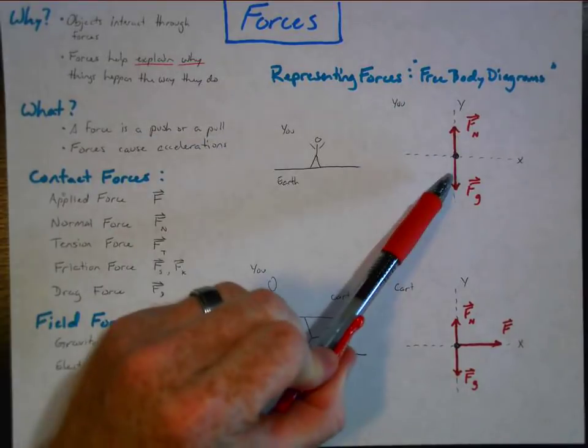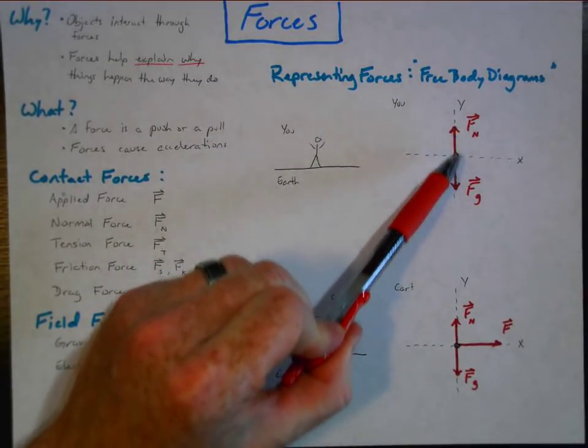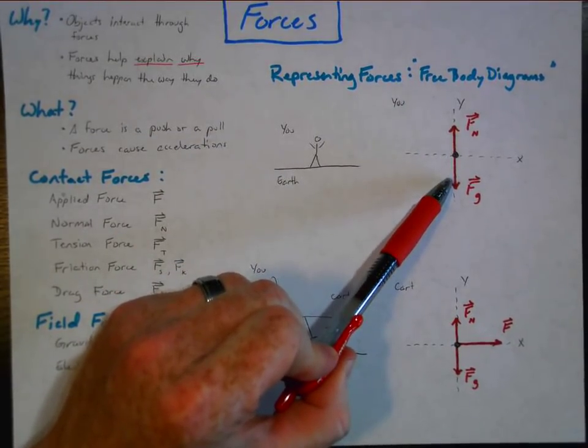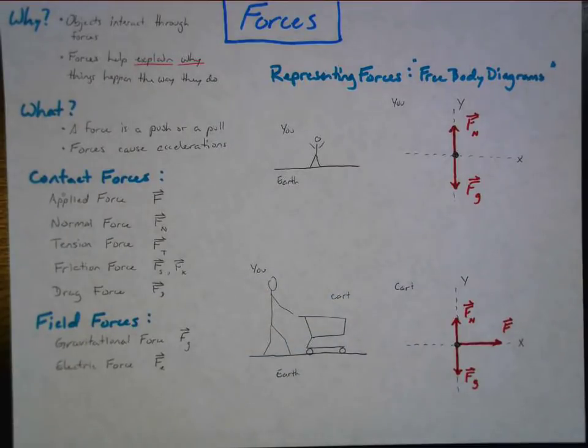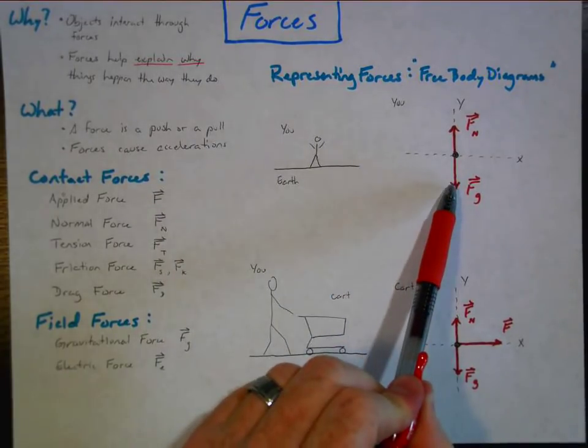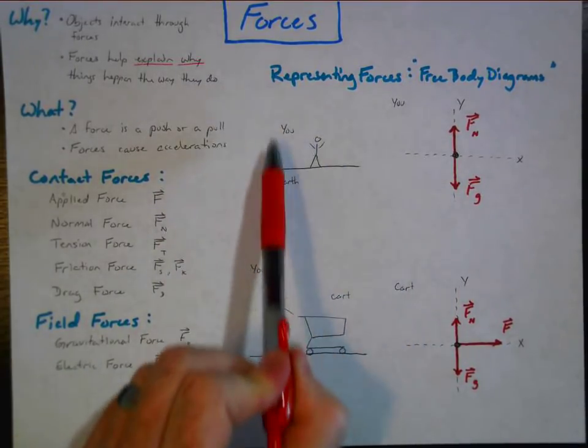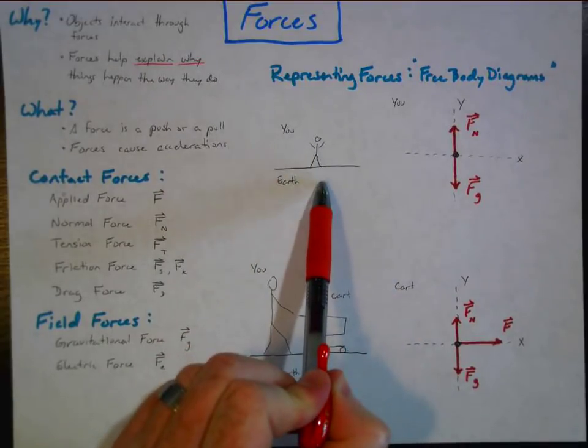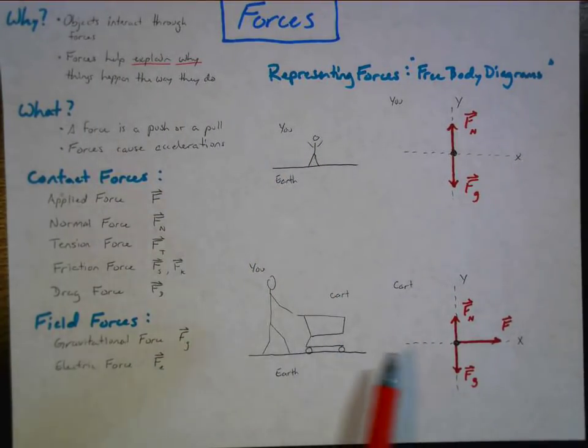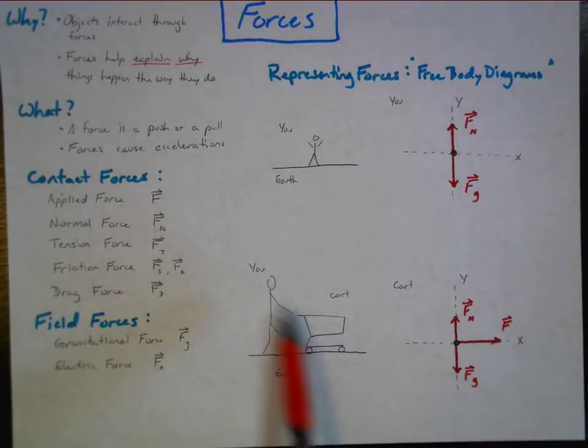Now, one more thing, I drew these forces the same length as each other. And why do you suppose that is? I'll leave that to you for now. What you want to think about, though, is, well, what's happening in the situation as you stand there on Earth's surface? In this other example, you are pushing a cart and you're both on Earth's surface.